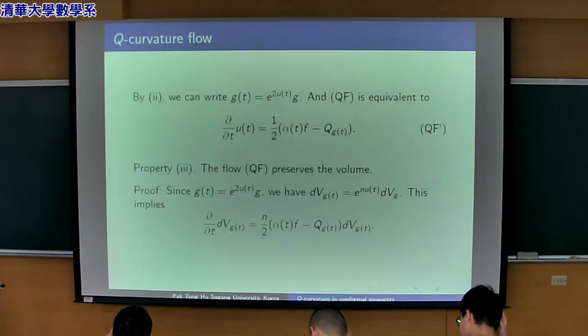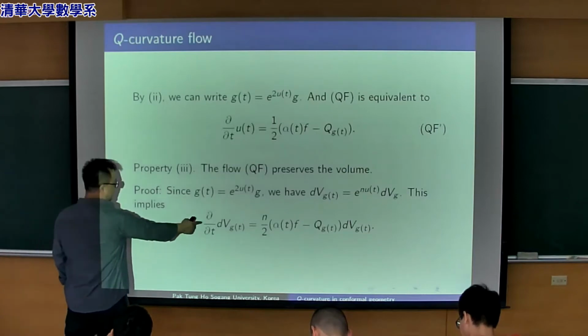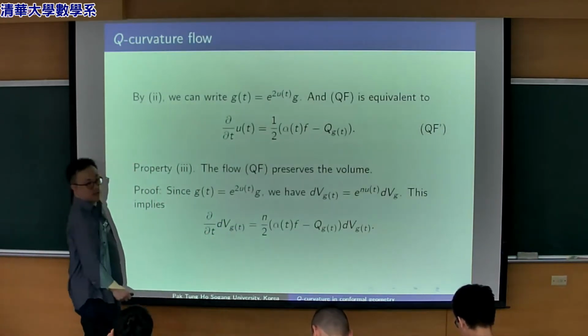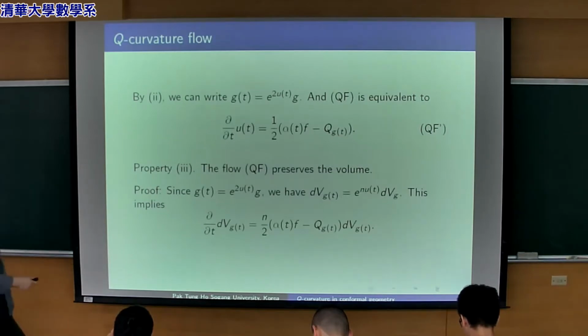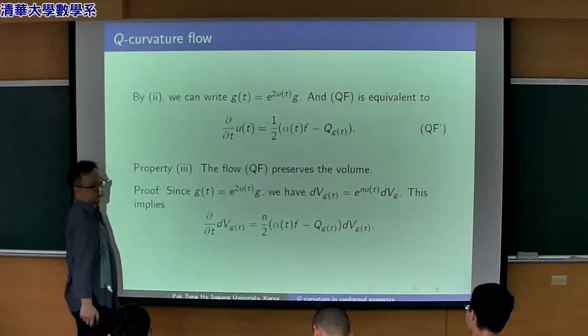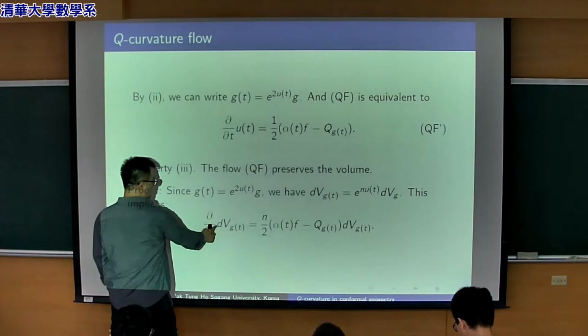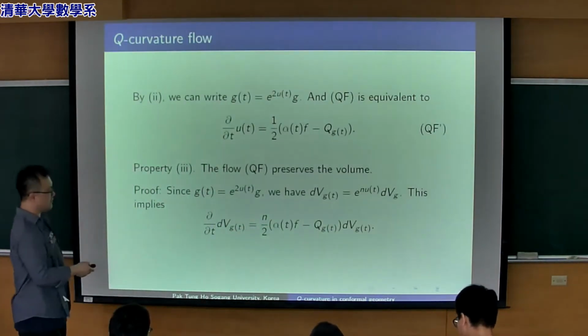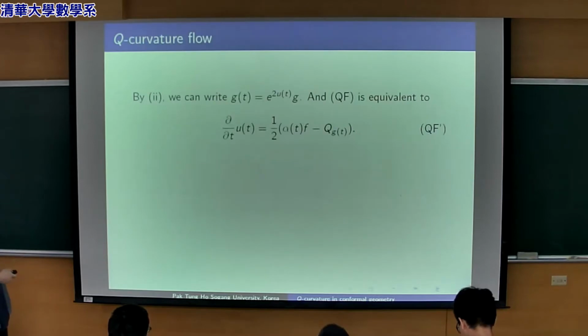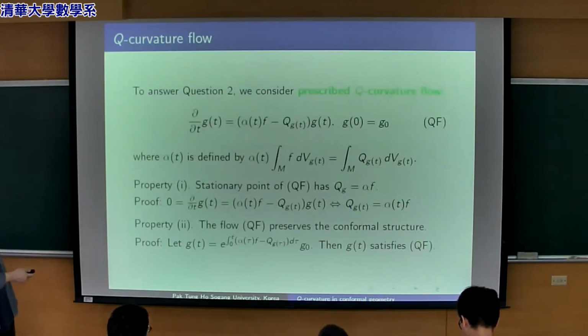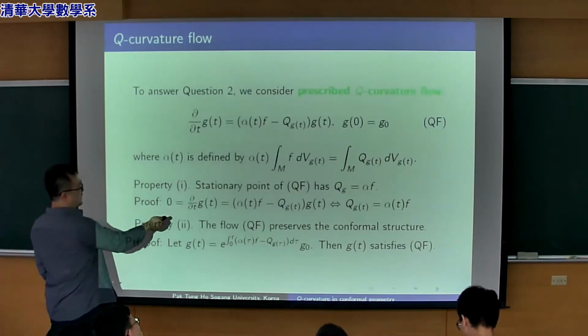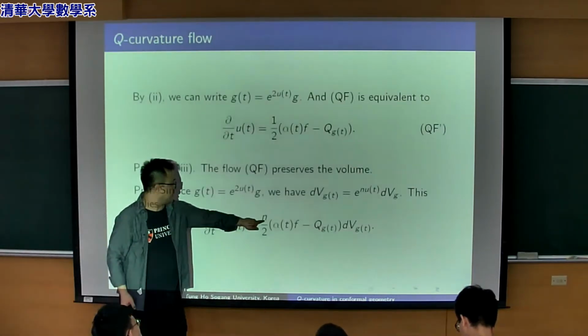Sorry. Therefore, if you take the integration, you see that this is zero. If you take the integration here, this becomes zero. It's because of your choice of alpha_t, right? Exactly. If I integrate this, then because of the choice of alpha_t, when you integrate this, this becomes zero.